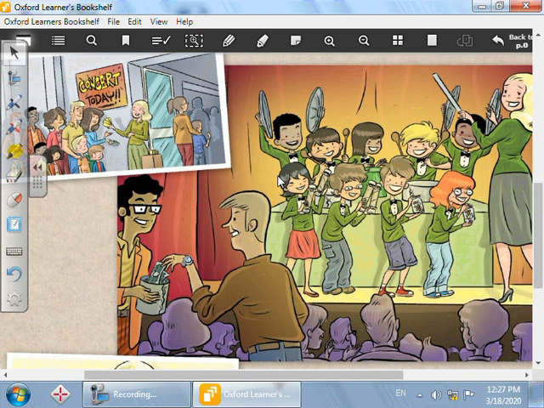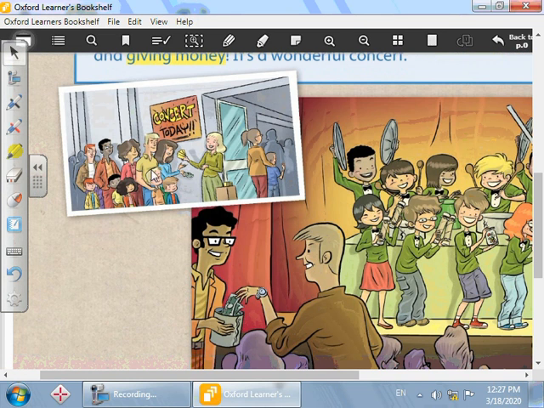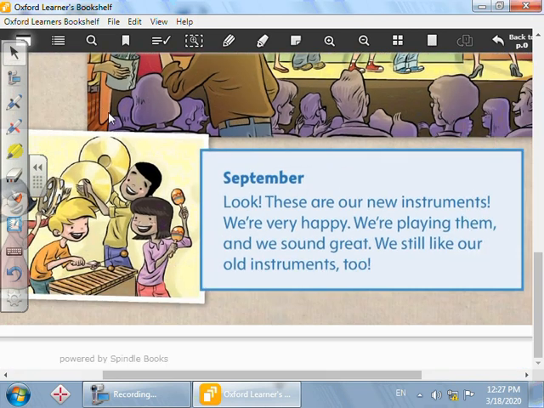What an amazing night. Let's read and see what happened. Raise your finger, put it down, and point at the first word here, June. It's concert night. Look at the people. They are buying tickets. Everyone is excited. We are all playing our instruments, singing and dancing. Our parents are taking pictures. The people are clapping and giving money. It's a wonderful concert. Oh, I wish I were with them.